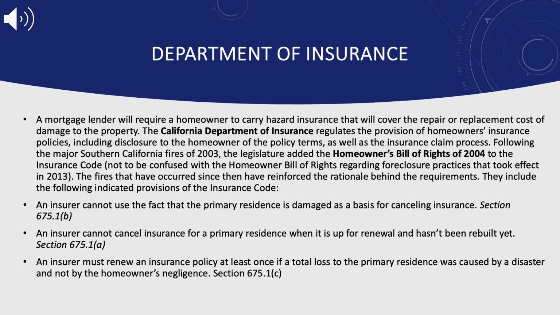An insurer cannot use the fact that the primary residence is damaged as a basis for canceling insurance. Section 675.1b. An insurer cannot cancel insurance for a primary residence when it is up for renewal and hasn't been rebuilt yet. Section 675.1a. An insurer must renew an insurance policy at least once if a total loss to the primary residence was caused by a disaster and not by the homeowner's negligence. Section 675.1c.